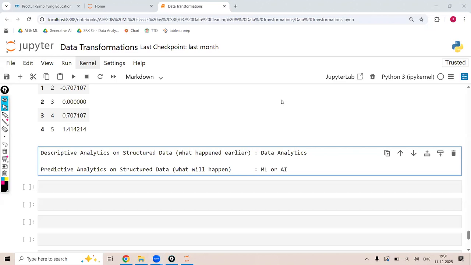So analyzing the past data is called data analytics. Estimating the futuristic value is called predictive analytics. Estimating the future value. What will happen means literally you are estimating, which is also called estimate.